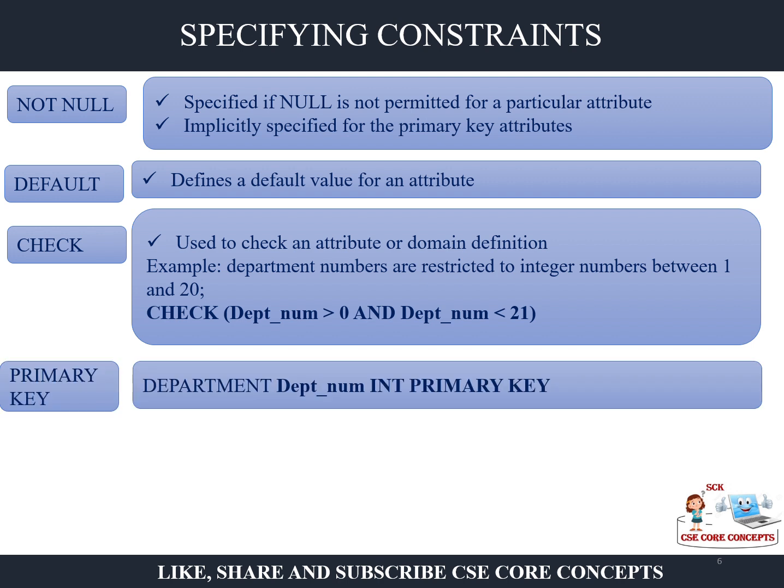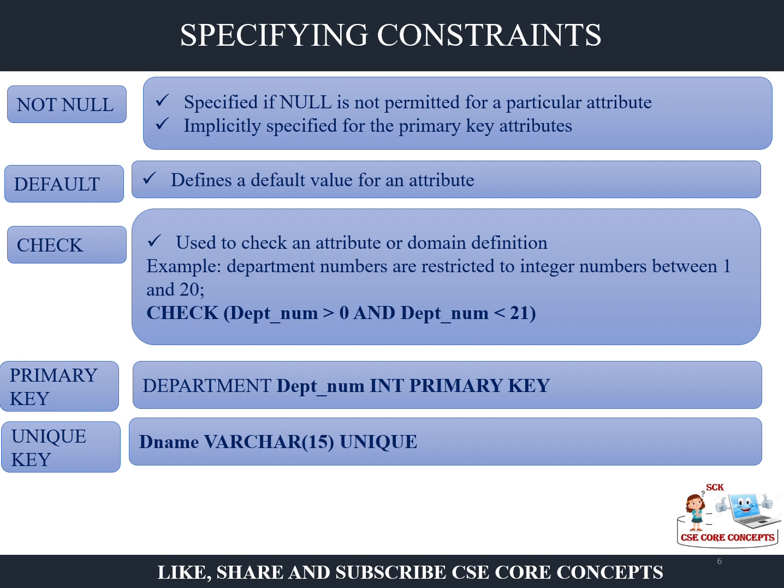Then primary key, you are going to define like this. Department is the name of the table. Department number is the attribute, its data type is integer, and it is the primary key. A unique key you can specify using the keyword unique, that is, department name should be unique. If you are saying department name is unique, that means it is not a primary key but a unique key, meaning everybody should have a different value, but only one null value is allowed.